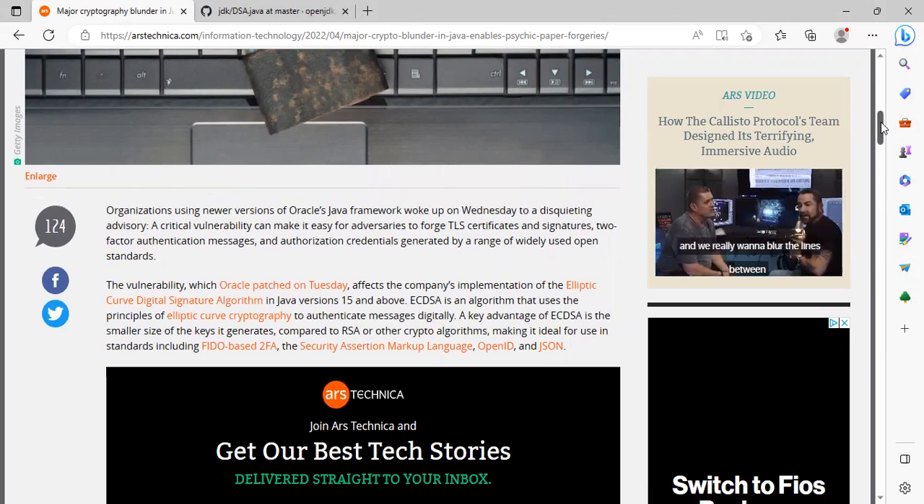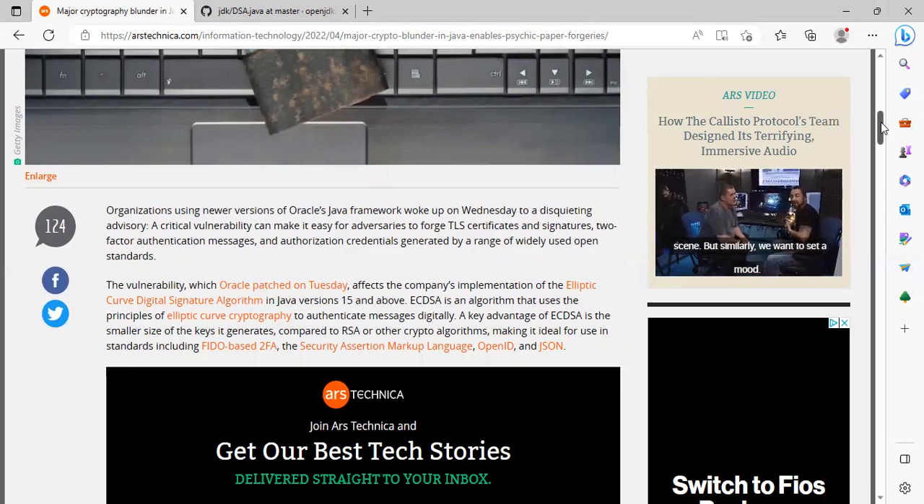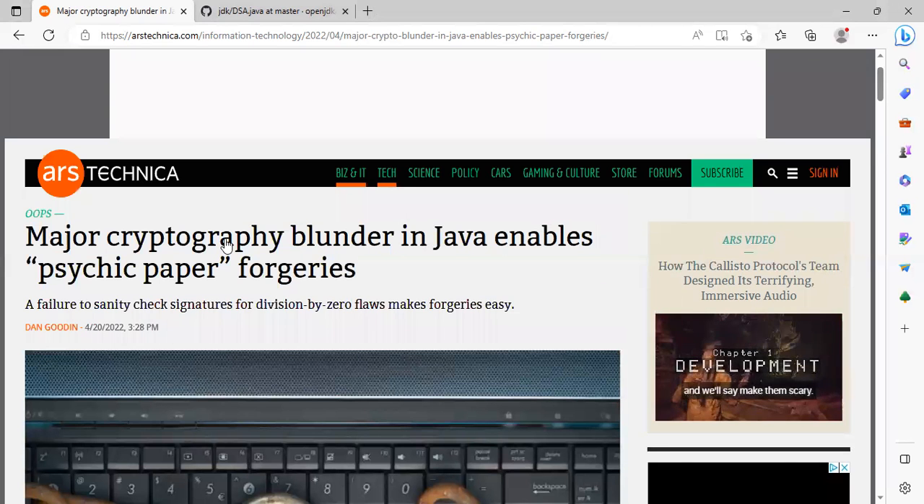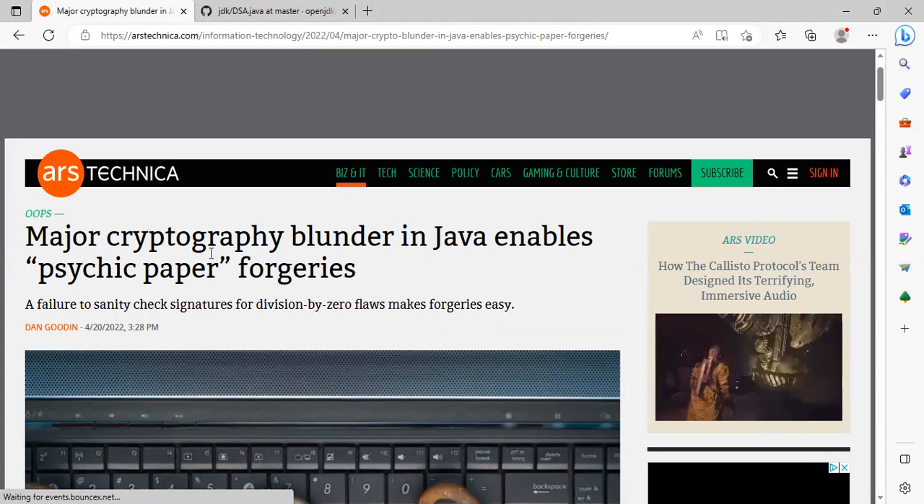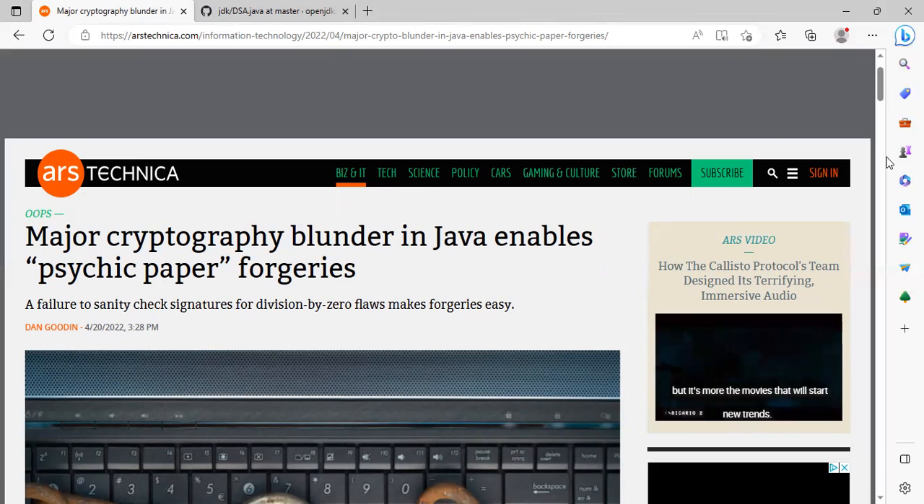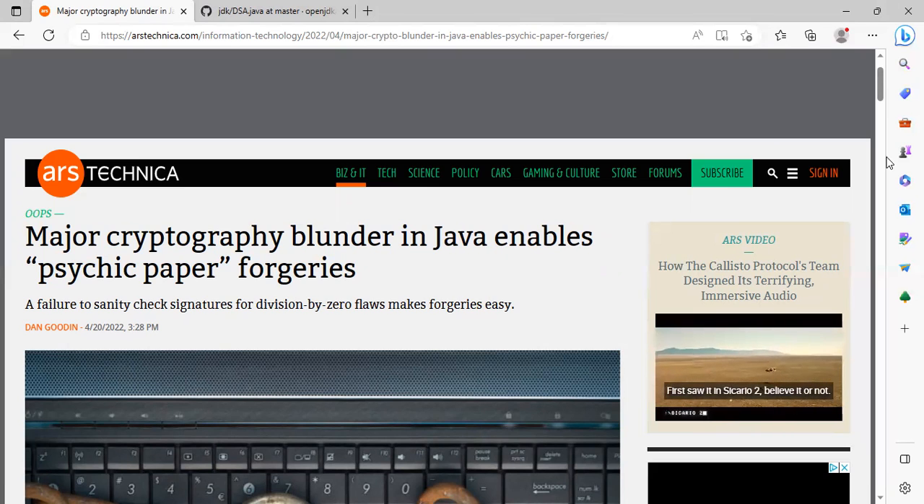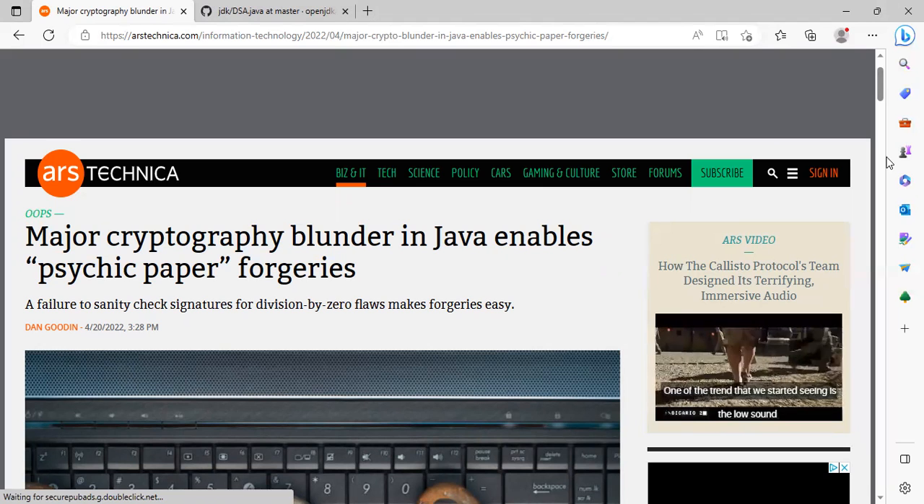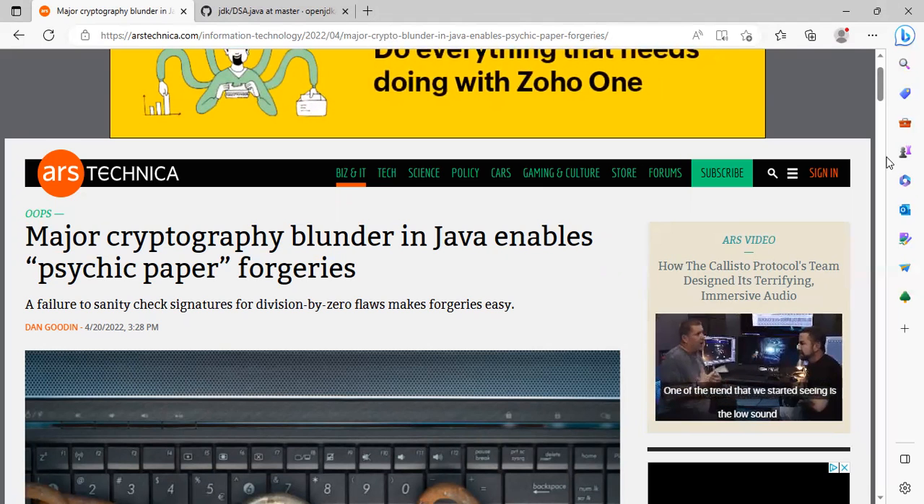But the DSA algorithm is actually implemented correctly in the Java version. It checks the input parameters properly before validating the signature. To make a long story short, what you're seeing here is an interesting article that says a cryptographic blunder in Java enables digital signature forgery. The root cause of the problem is that if you are trying to find the inverse of zero, the implementation returns zero. However, that division by zero, or finding the mod inverse of zero, turned out to be a significant flaw in the elliptic curve digital signature algorithm.